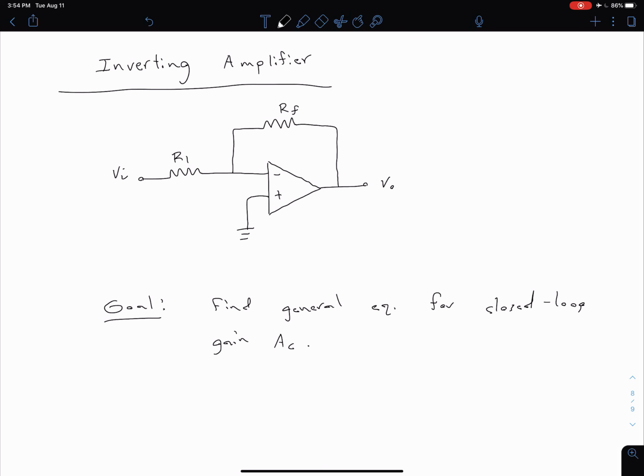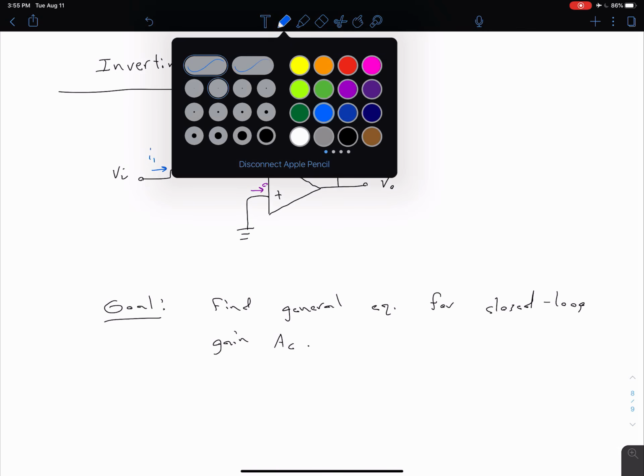Okay, so let's go ahead and get started here. This first time, we're going to use our ideal op amp properties. So we can say we have zero current into our ideal op amp. That means we have zero current here and zero current here. Let's label some of our other currents. Let's say we call this I sub 1 and we call this I sub 2, just to be consistent with our notes.